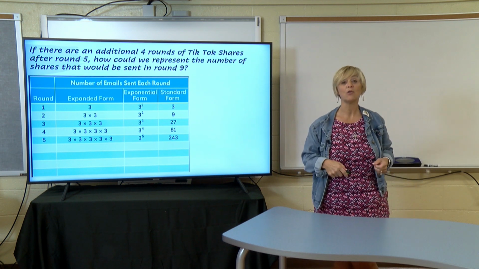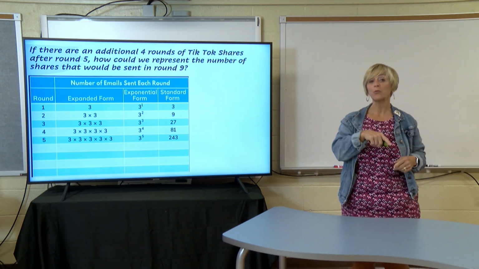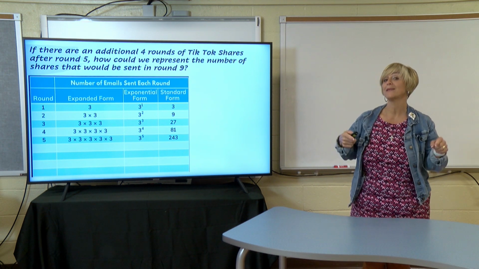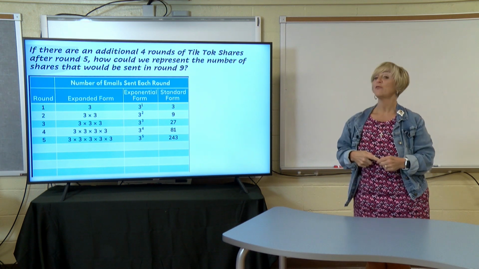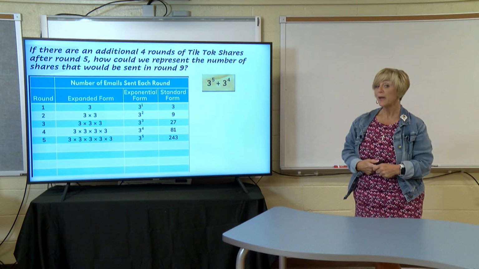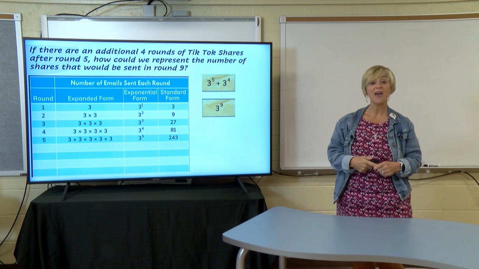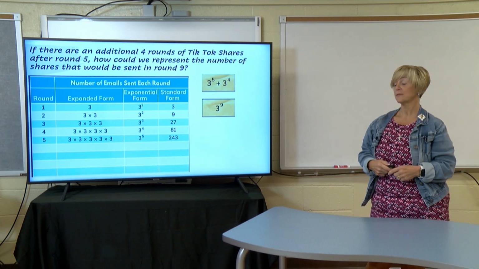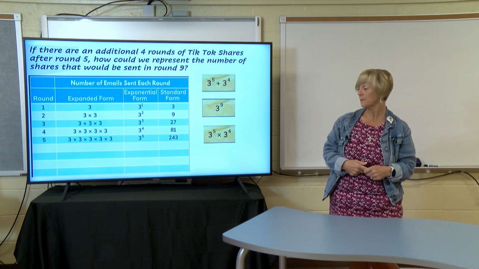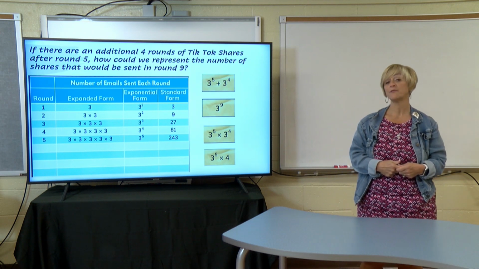If there are an additional 4 rounds after round 5, how could we represent the number of shares that would be sent in round 9? If you follow the pattern, are you going to have 3 to the 5th power plus 3 to the 4th power? Are you going to have 3 to the 9th power? Are you going to have 3 to the 5th power times 3 to the 4th power? Or are you going to have 3 to the 5th power times 4?